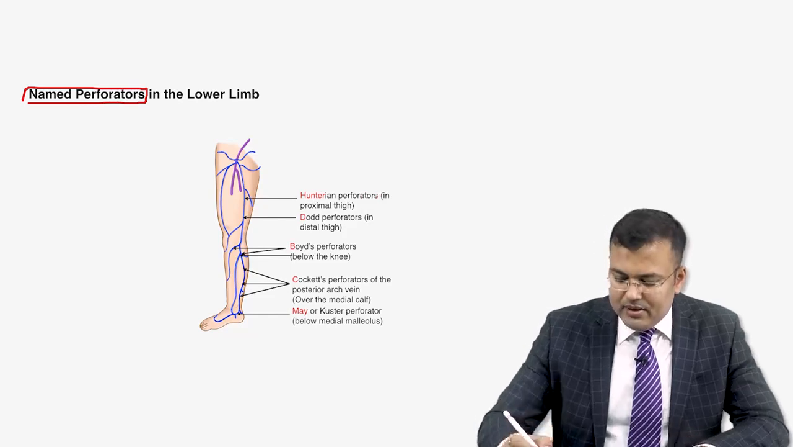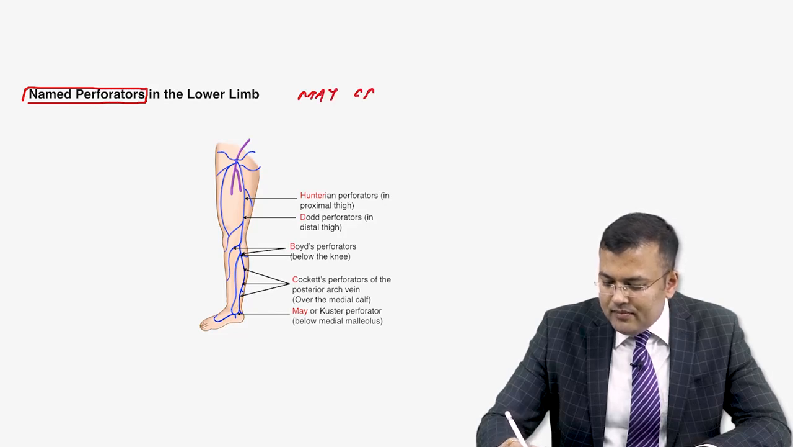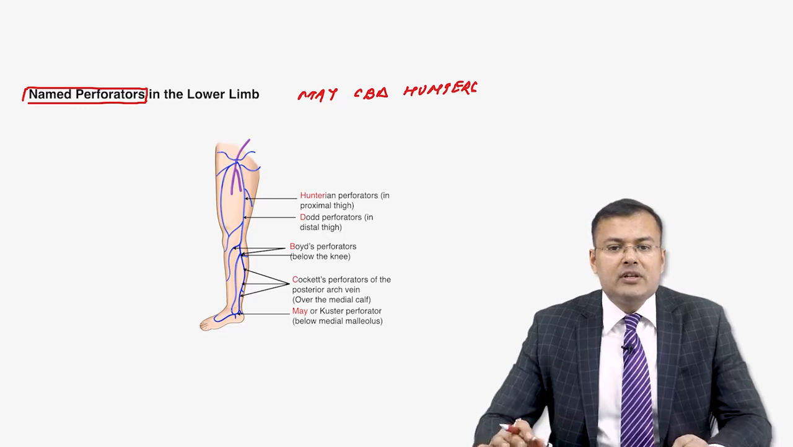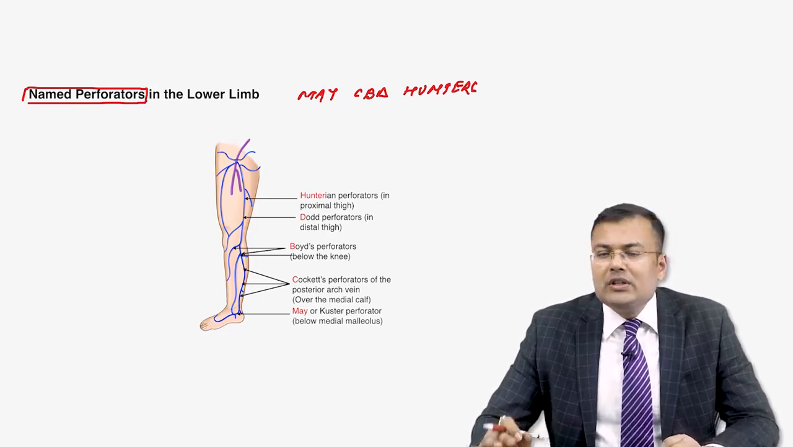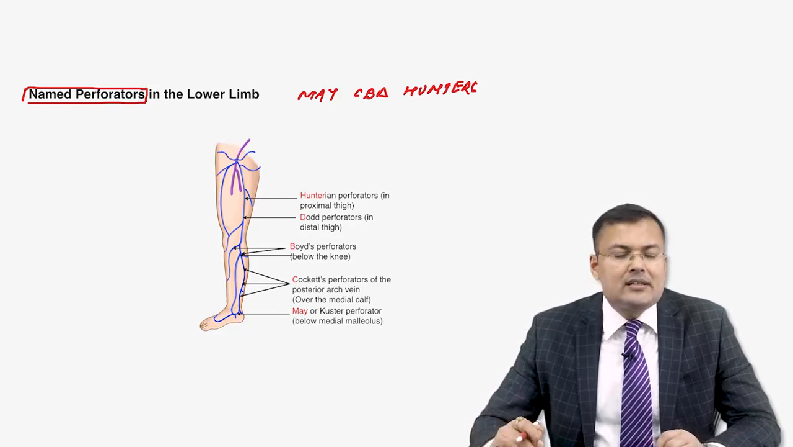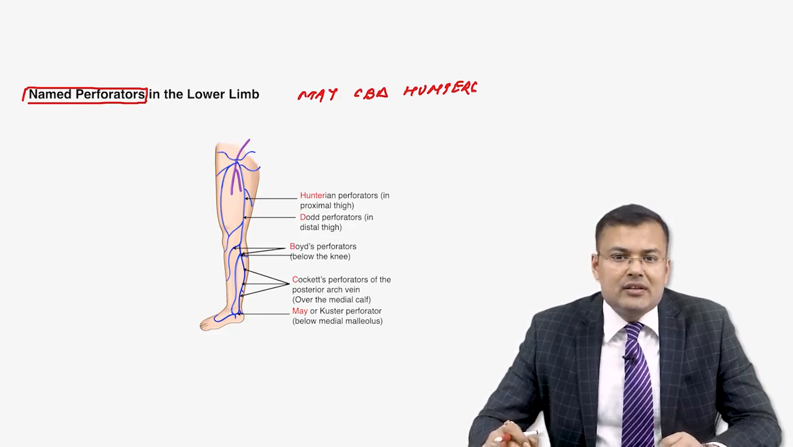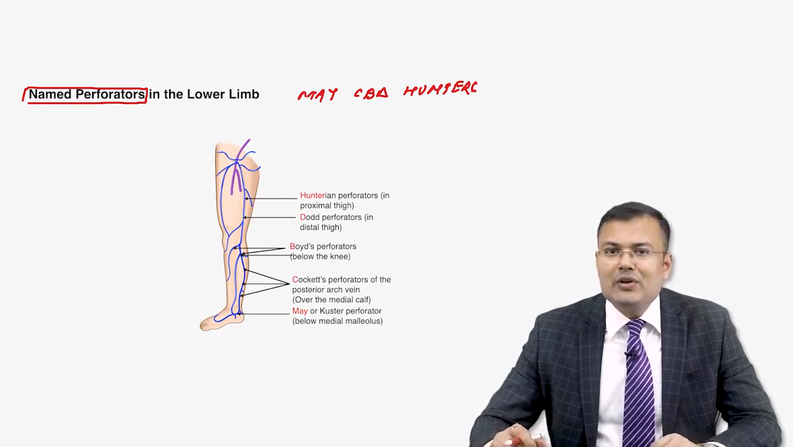So how to remember? The mnemonic is May CBD Hunters. May is May or Cockett, below the medial malleolus. Over the medial calf, that is C, the Cockett perforators. After that, below the knee, Boyd's. Above the knee, where exactly? In the distal thigh, there are Dodd perforators, and obviously in the proximal thigh, Hunterian perforators. So May CBD Hunters, these are the named perforators of the lower limb.